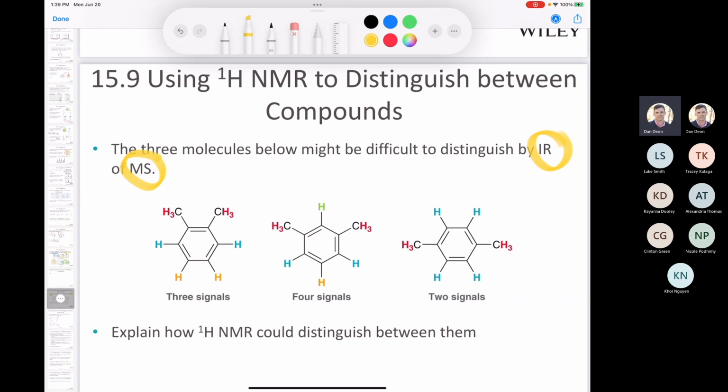Now, why is that? Because the one on the far left produces 3 signals. The one in the middle produces 4, and the one on the far right produces 2 signals. So just by looking at the number of signals, not even determining, is this a singlet, is this a multiplet, whatever, that doesn't even matter. You just look at the number of signals. How many signals do I have? And you could distinguish between these 3 compounds very fast.